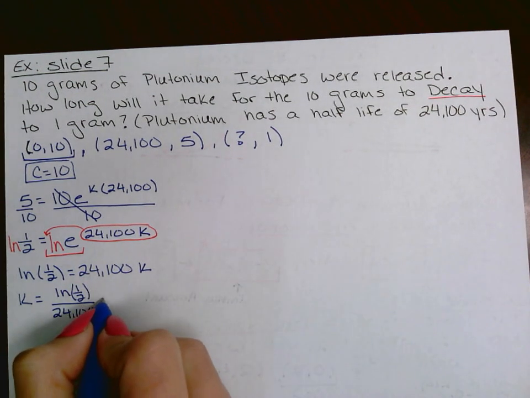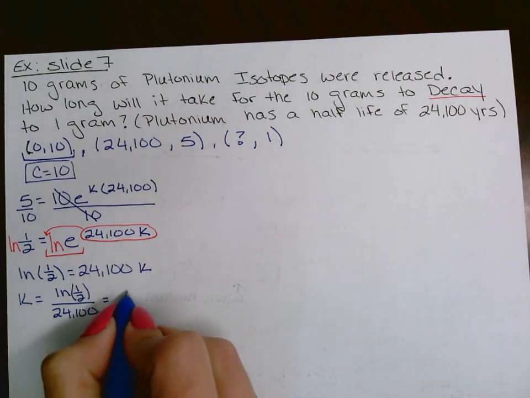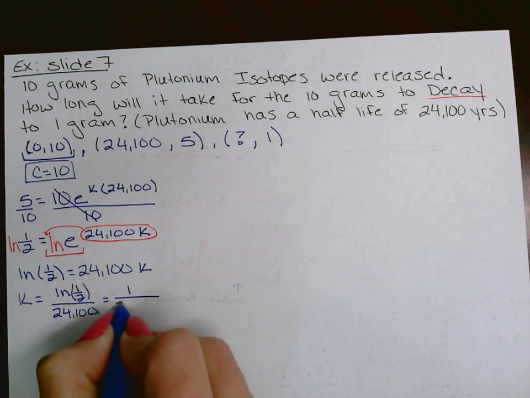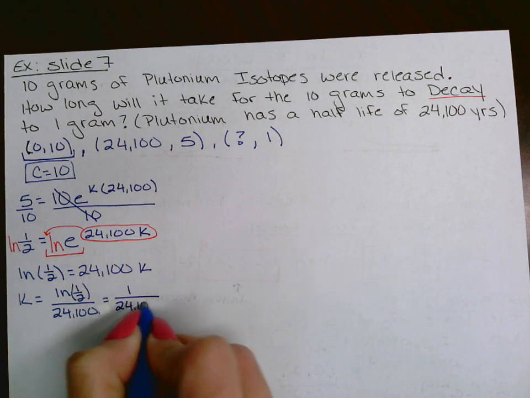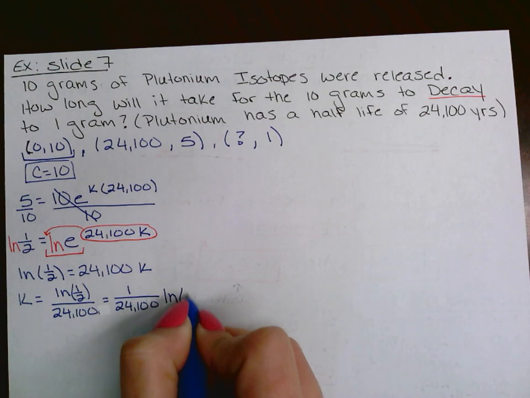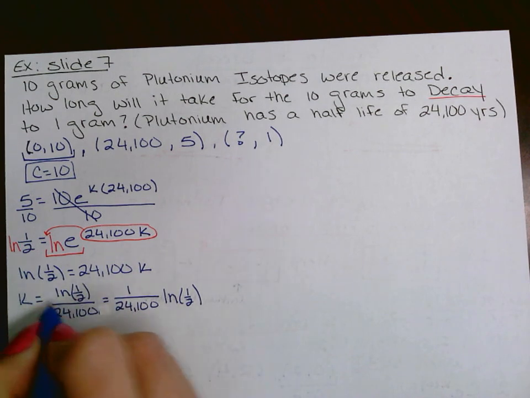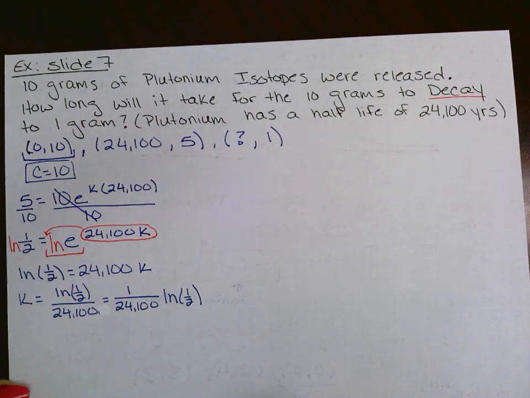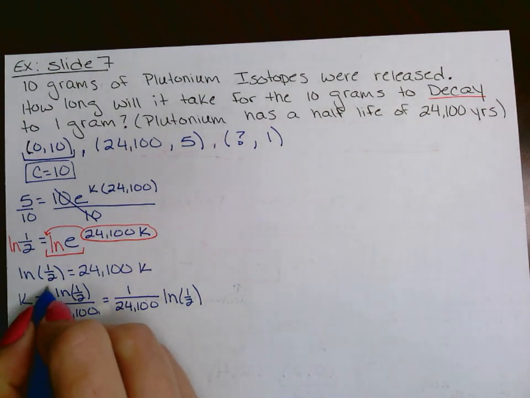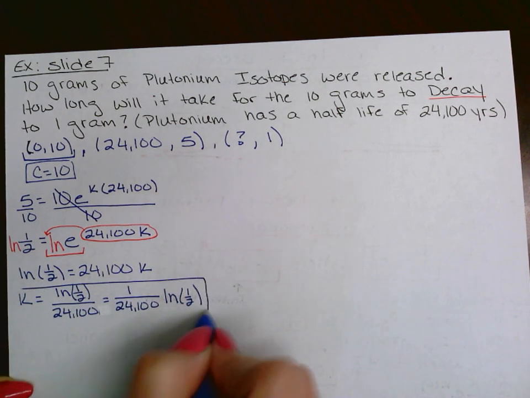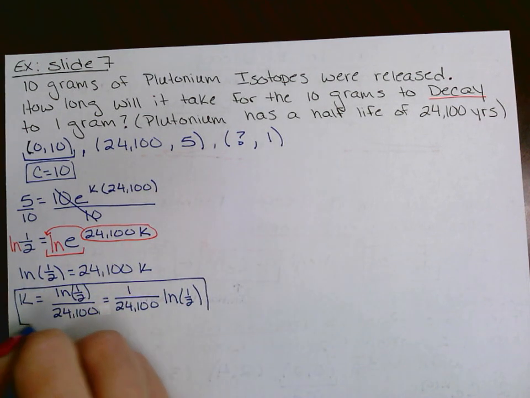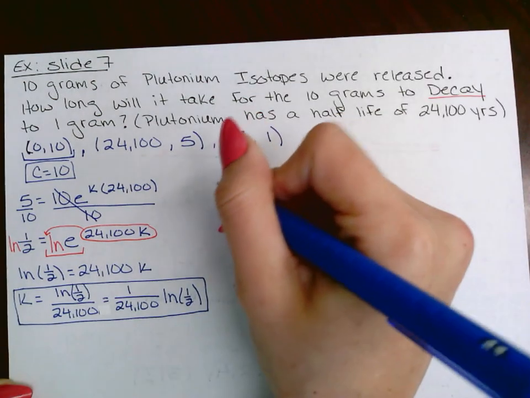Or if you don't want a fraction in a fraction, when you have to type this into your calculator, you could say 1 over 24,100 times ln of 1/2. Either or, okay? Good question. ln of 1/2 is not the same as ln over 2. That would be half of ln. Okay? All right?